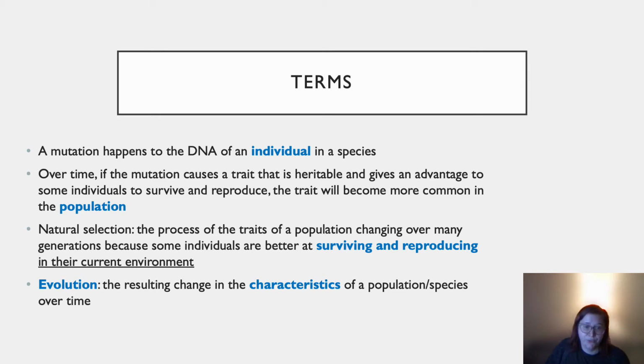Evolution is a term for the change in the characteristics of a population or species over time. So natural selection is the process of certain traits becoming more common because they give an advantage. Evolution is the result of that change in the population or in the species.